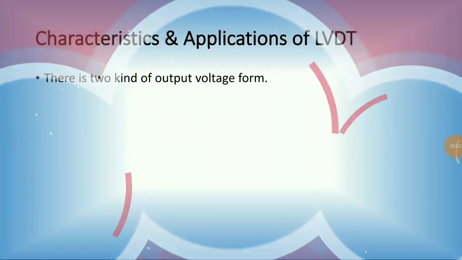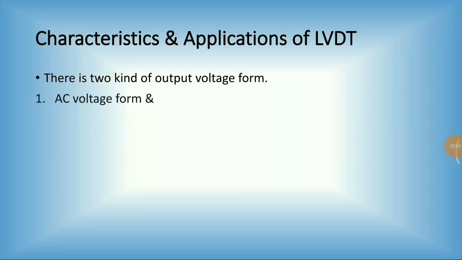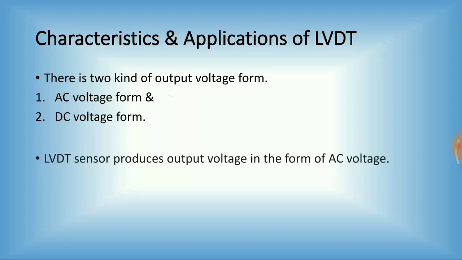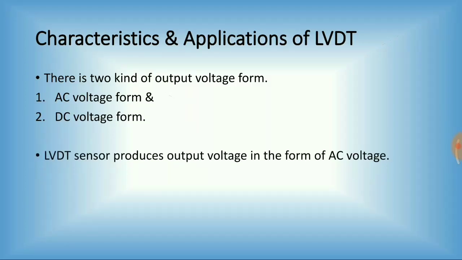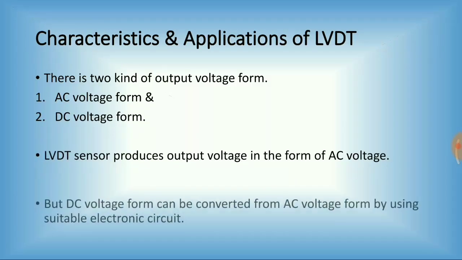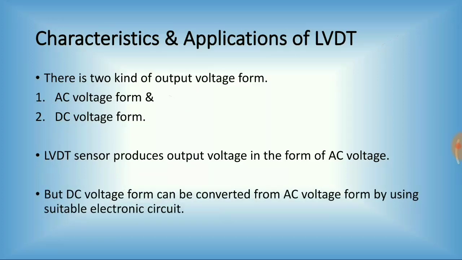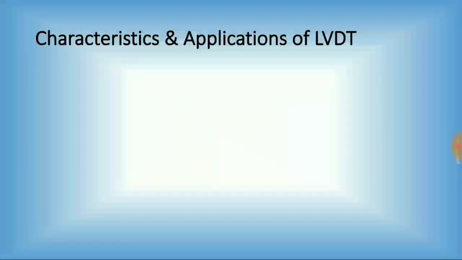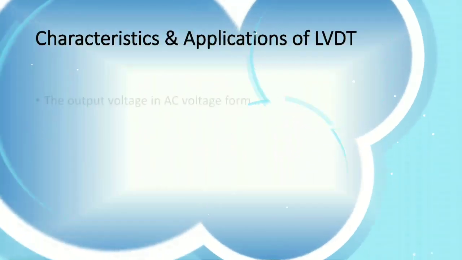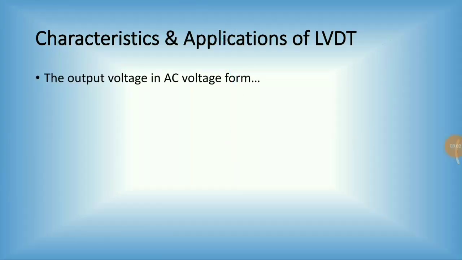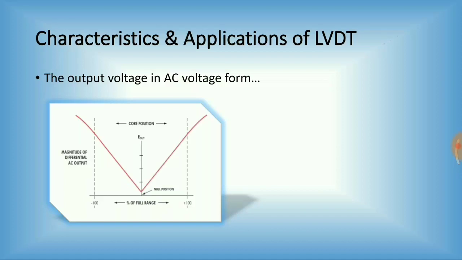There are two kinds of output voltage form. One is AC voltage form and the other is DC voltage form. The LVDT sensor produces output voltage in the form of AC voltage. But DC voltage form can be converted from AC voltage form by using a suitable electronic circuit. The output voltage in AC form is as shown in the figures.